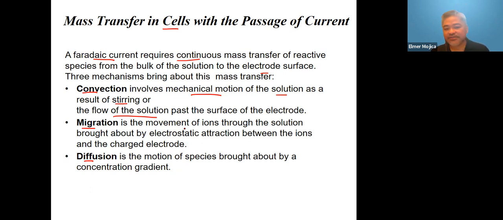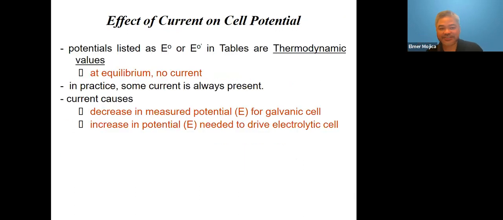Now, yung migration naman, ito yung movement ng ions through the solution brought about by electrostatic attraction between the ions and the charged electrodes. So merong tinatawag natin opposite charges attraction. Okay? Yung diffusion, this is just the motion of species brought about by a concentration gradient. So, pagdating na doon sa surface, different mechanisms ng mass transfer ang nangyayari. Okay? Ma-encounter din natin yan later on. Okay? So, ano yung effect ngayon ng current doon sa tinatawag nating cell potential?